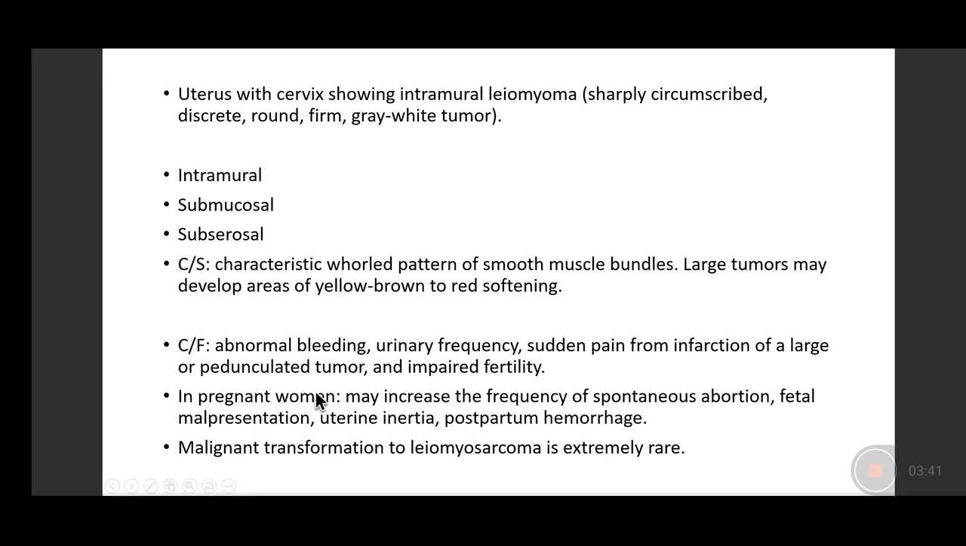lead to impaired fertility. In pregnancy, they may increase in size, and they may also increase the frequency of spontaneous abortions or fetal malpresentations, uterine inertia, or increase the risk of postpartum hemorrhages. Now, malignant transformation to leiomyosarcoma in leiomyoma is rare.